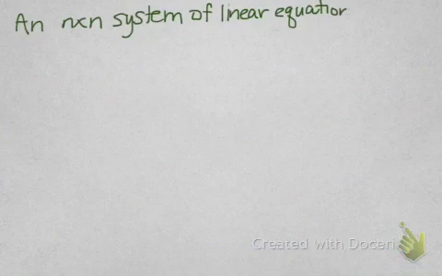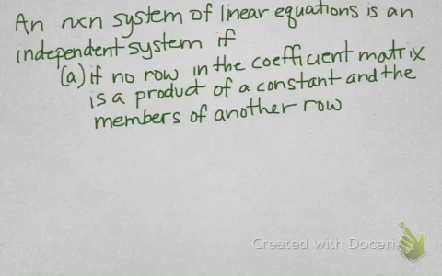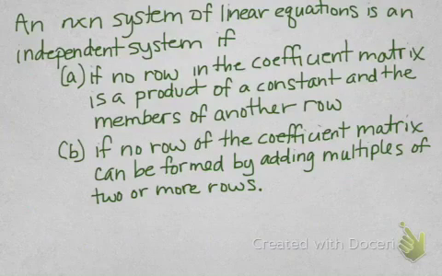So an n by n system of linear equations is an independent system if there are two conditions here. You can tell it's independent if no row in the coefficient matrix is a product of a constant and the members of another row. So in other words, if you multiply something by one of the rows, you're not going to match up with another row. And secondly, if no row of the coefficient matrix can be formed by adding multiples of 2 or more rows. So we'll go into more detail here.